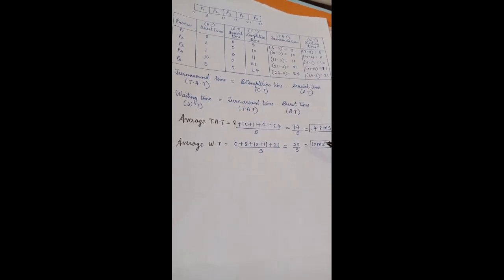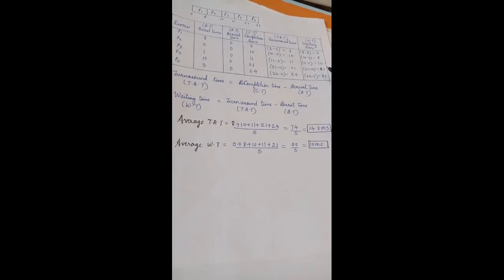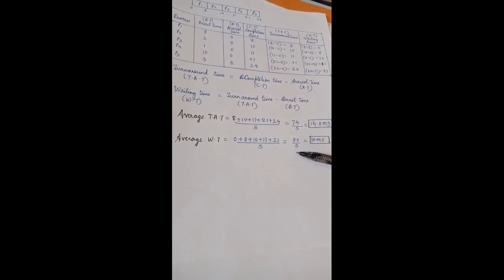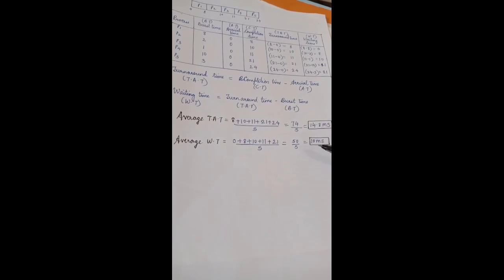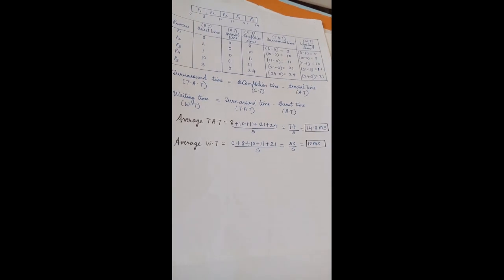Then next is average waiting time. To find average waiting time, add all the values: 0 plus 8 plus 10 plus 11 plus 21. Addition of this is 50, upon number of processes 5. This gives you 10 ms. So this is the final answer, average turnaround time and average waiting time of the processes.